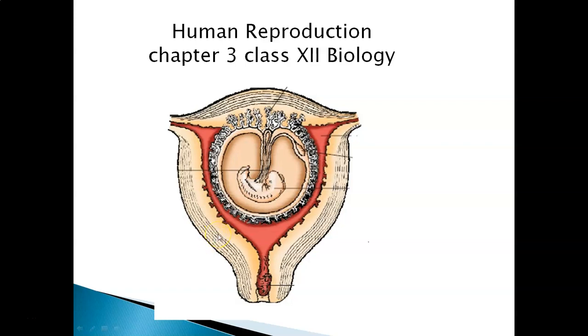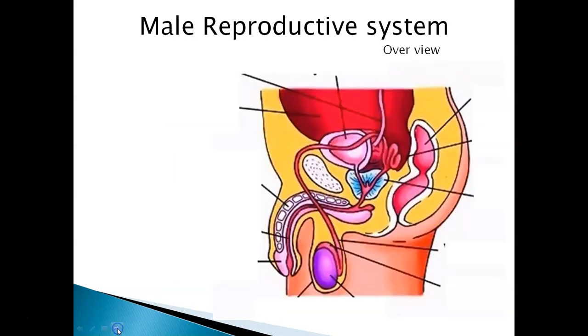Hello students, today we are going to learn about chapter 3 of class 12th biology, that is reproduction in human beings. We will start with the human reproductive system, in which first we will start with the male reproductive system. So here is the slide of a male reproductive system. Here is the overview. You have already studied the male reproductive system and its parts in 10th standard.